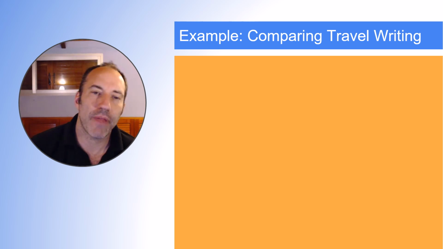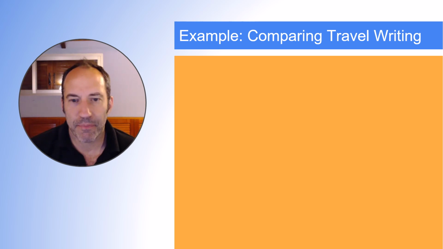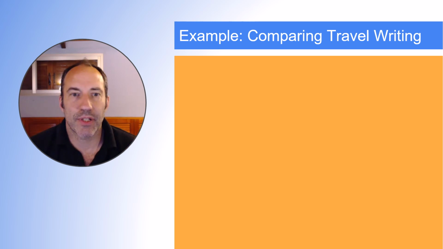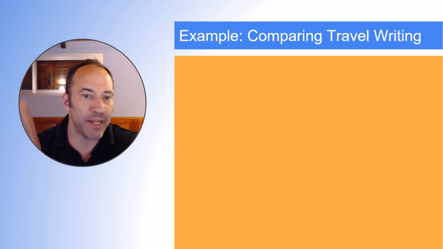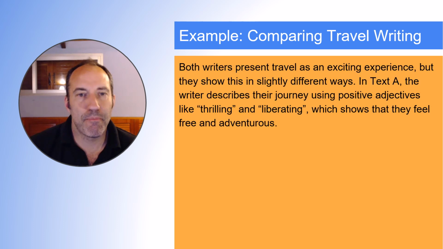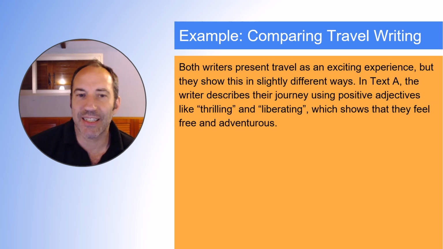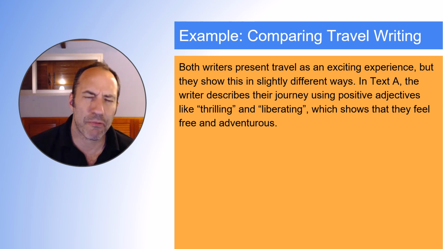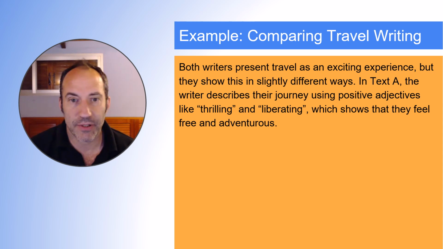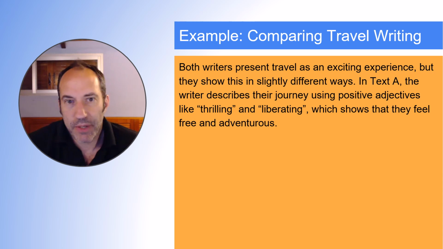Let's have a look at what that looks like when we write it up. Now, you want to start off with a comparison straight away. So, both writers present whatever your focus is. Let's start with that. Both writers present travel as an exciting experience, but they show this in slightly different ways. In text A, the writer describes their journey using positive adjectives like thrilling and liberating, which shows that they feel free and adventurous. So far, so easy.